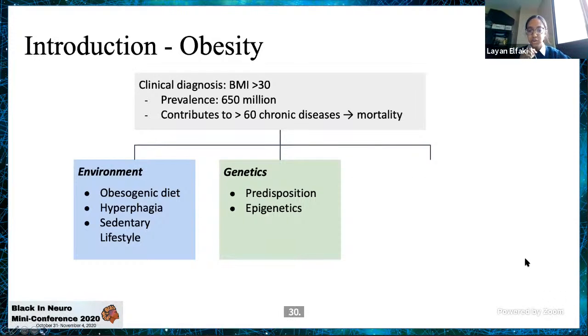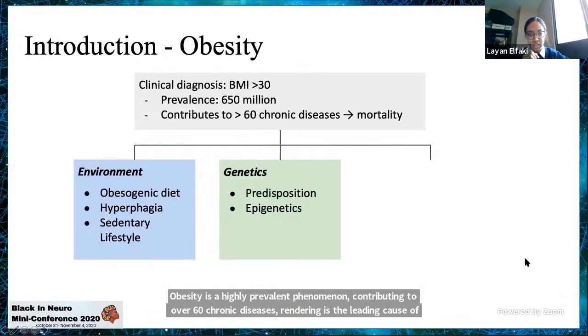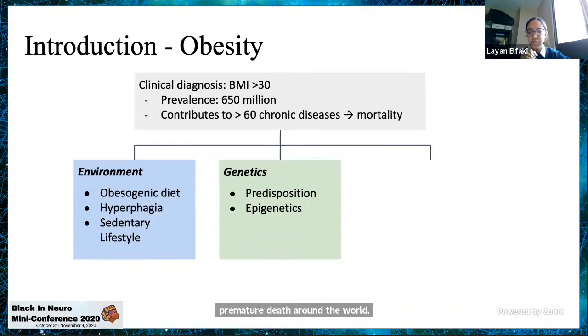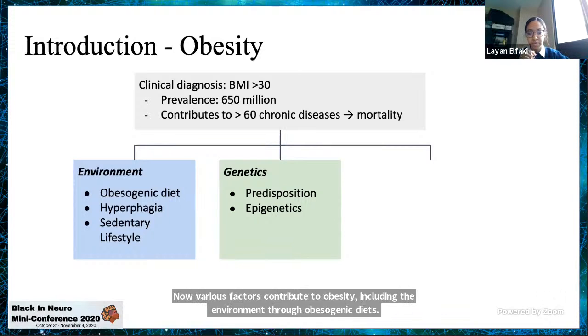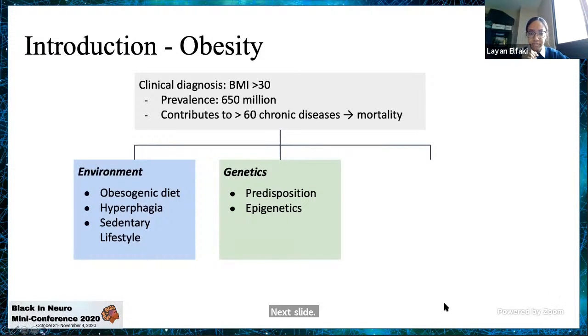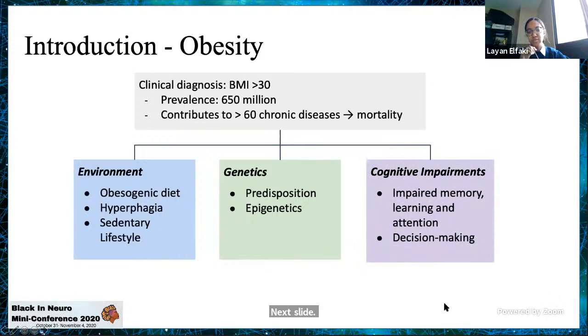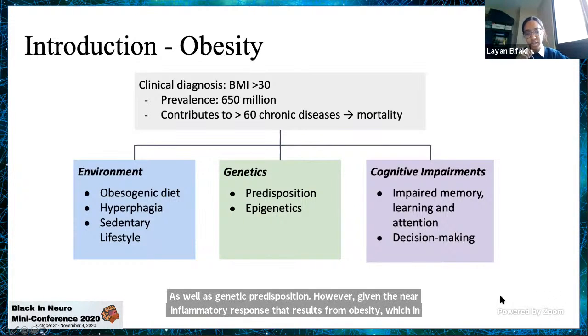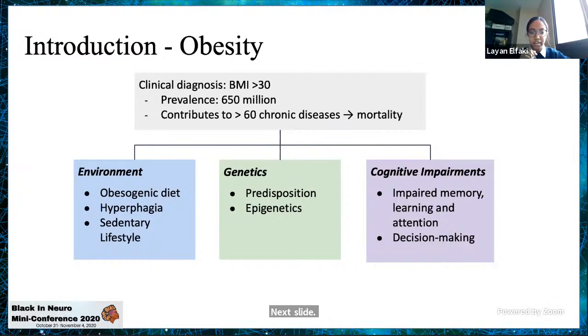However, given the neuroinflammatory response that results from obesity, which in turn gives rise to neurodegeneration, studies have shifted the focus to cognitive impairments that ensue from obesity. Next slide. So this includes impairments to working memory, learning, and decision-making. Not coincidentally, all these functions are facilitated by an intrinsic brain network known as the default mode network, or the DMN.